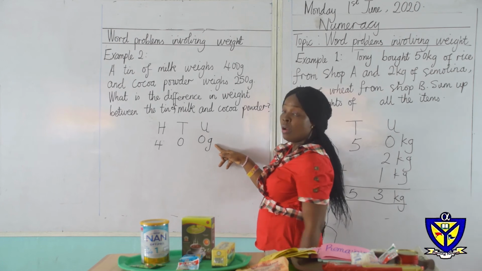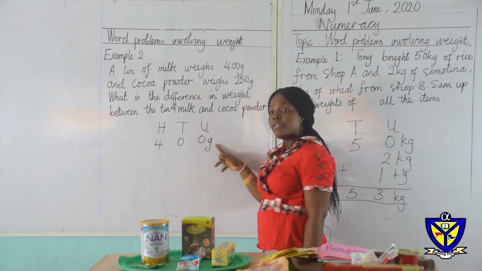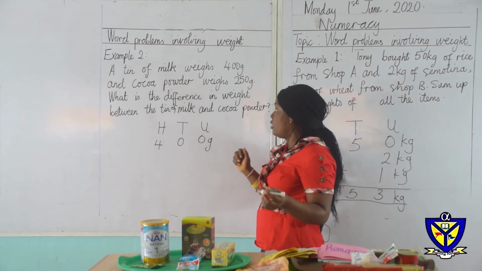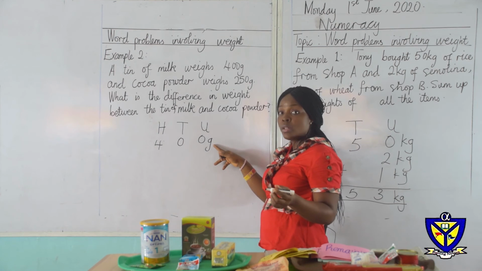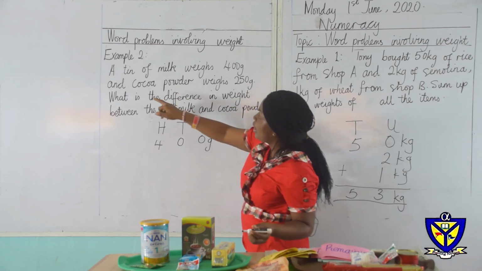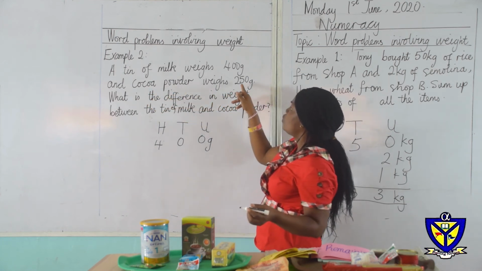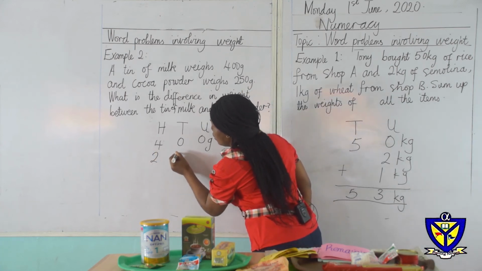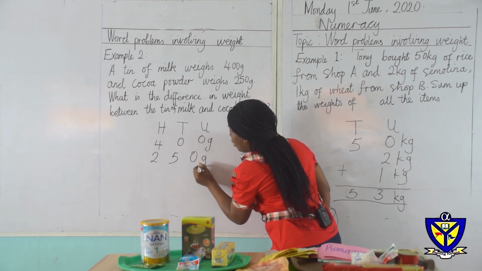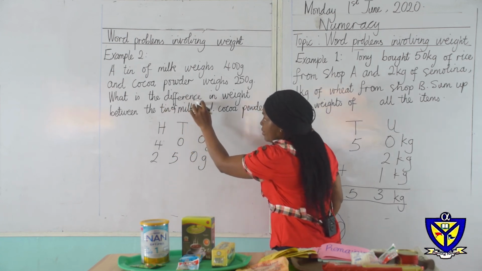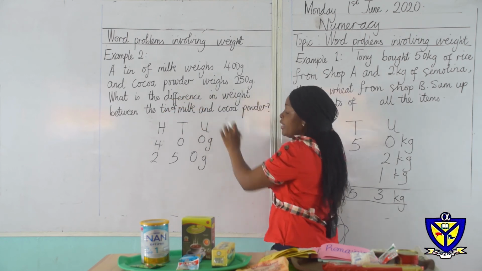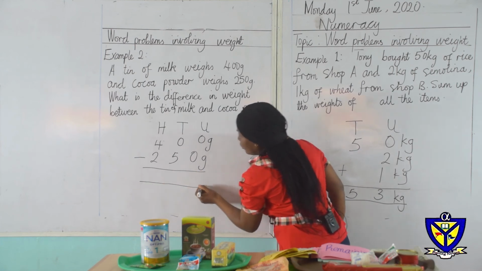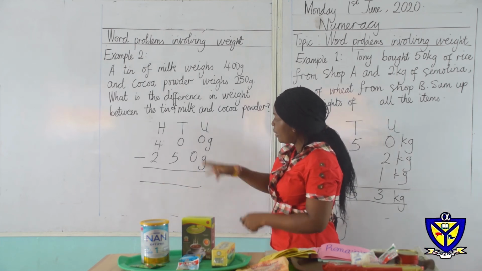Remember I said G is what you write if you don't want to write the full name of this unit, that's gram. You write it as what? G. That's what this G means. G means what? Gram. Then the next question is, and cocoa powder weighs what? 250 grams. So we are going to place it also, 2, then 5, 0, put our gram. Remember the question says difference. That difference means what? Subtraction.